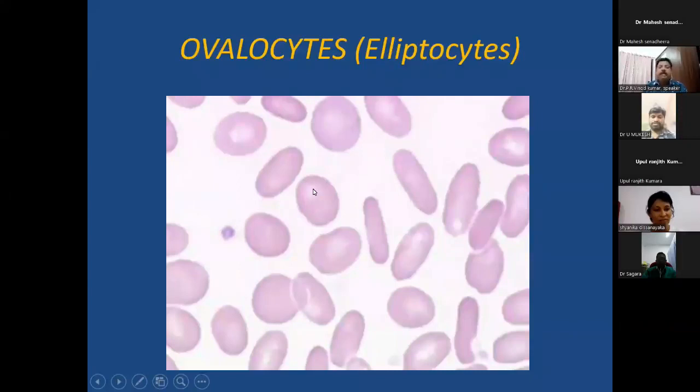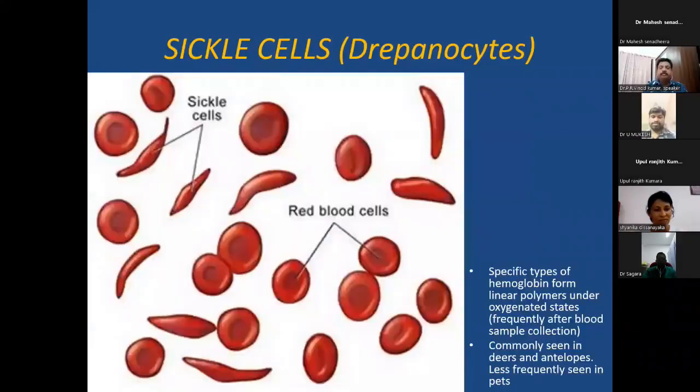So if you see ovalocytes in other animals, it shows an ongoing anemic process. It's a clear indication of anemia. The cause of anemia, we'll have to find out.